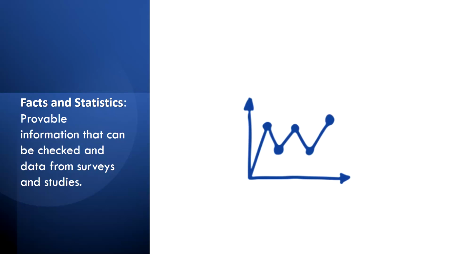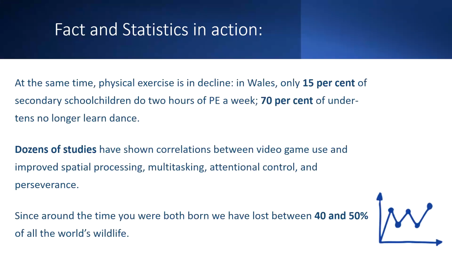And an obvious one is the use of facts and statistics, including provable information that can be checked, data from surveys, studies, etc. That's going to make you sound more reliable, trustworthy. It's going to give you power and status, which can be really helpful when you're putting forward an argument. So there are a couple of different examples here. So you might expect to see percentages. You can see in that first example, we've got 15% of secondary school children doing 2 hours of PE a week, 70% of under 10s no longer learning dance. So sometimes a fact and statistic is simply bringing in from different studies and research things like percentages.